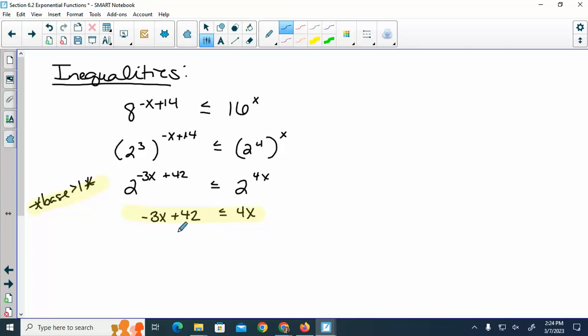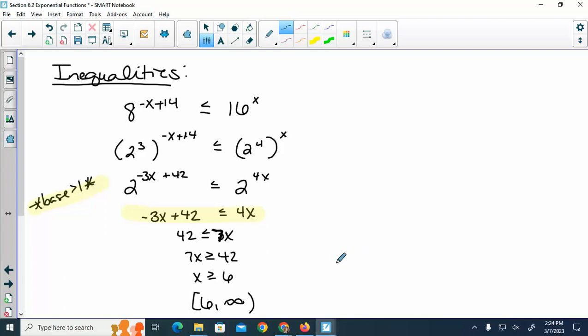So then if I wanted to solve this, I could add over my 3x. So that's the same thing as 7x greater than or equal to 42, divide, x greater than or equal to 6. So how would we write that? 6. Is there a way we could check that and make sure we had our inequality right? Yeah, we could plug it in.